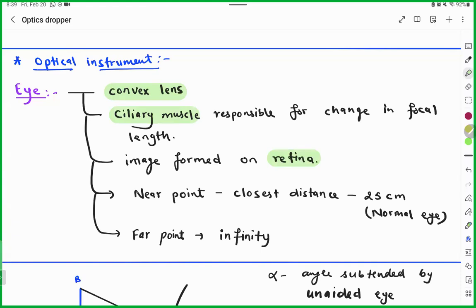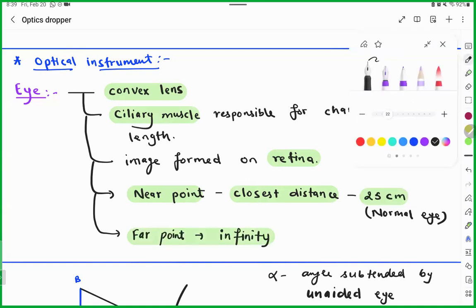Near point is the closest distance of distinct vision, where we see things clearly, and this is 25 centimeters. We'll use this a lot. And far point, if ever mentioned, is infinity, or normal adjustment. This is also known as normal adjustment.